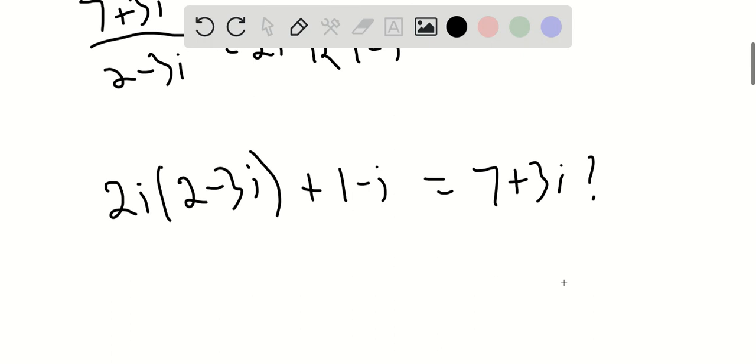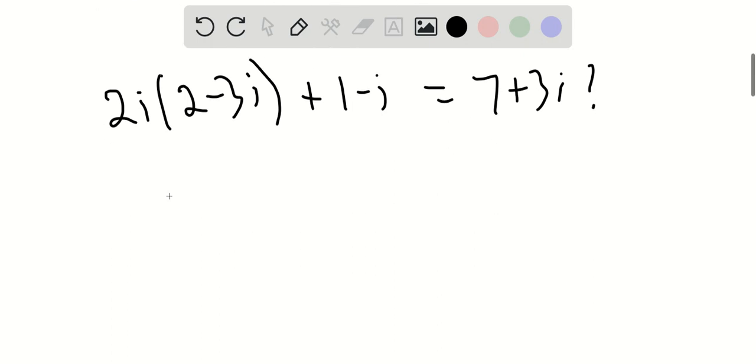Is that true? Well, let's go ahead and check. 2i distributes, we have 2i times 2, so that's 4i, and then we have 2i times a negative 3i. So 2 times negative 3 is a negative 6, but then i times i is i squared, which is equal to negative 1. So we have negative 6 times negative 1, which is plus 6, and then we have this plus 1 minus i as a remainder. So there is the quotient times the divisor, and then plus the remainder, so plus 1 minus i.